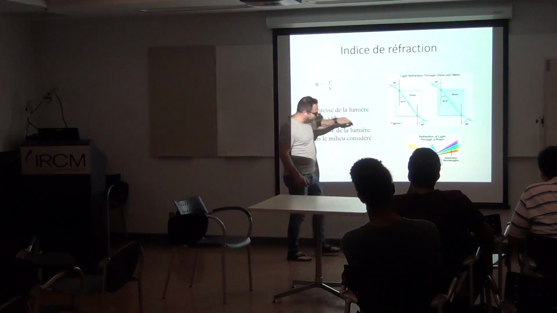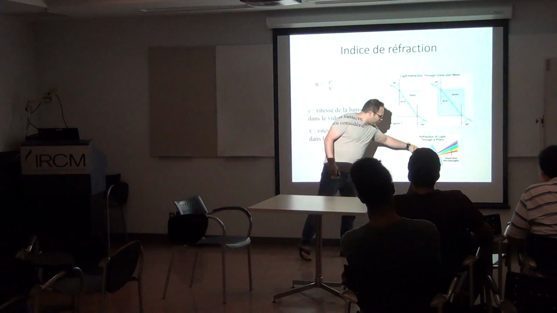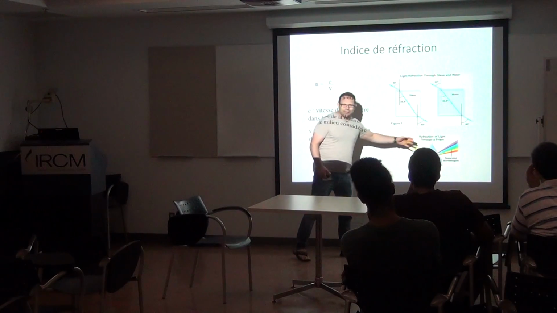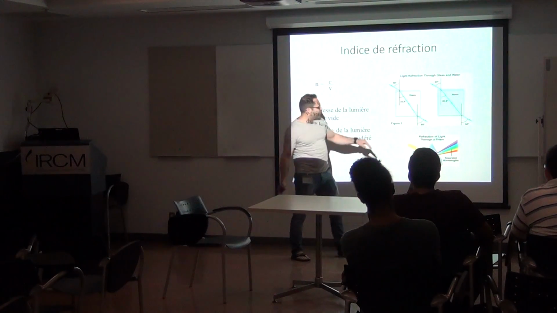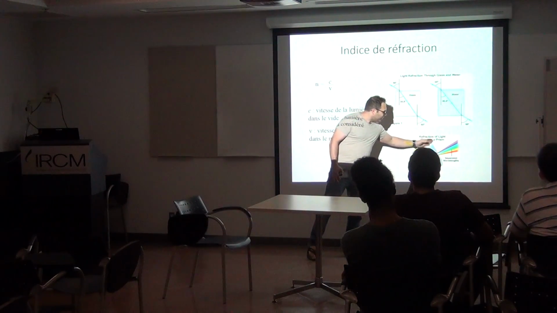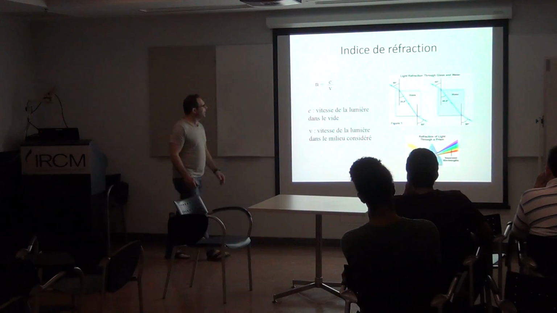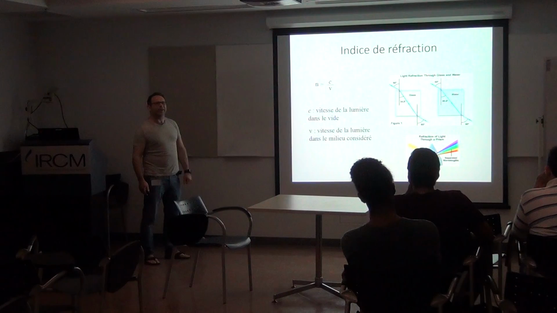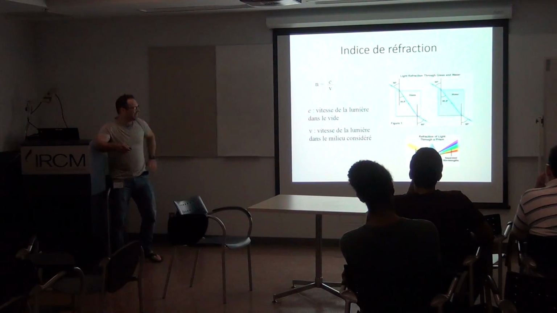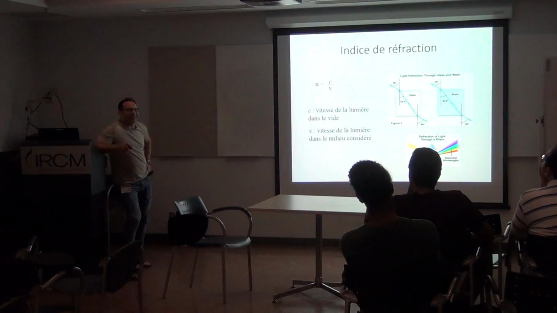And so light, which is composed of, let's say, white light, so all the spectrum, will be refracted in a prism like that, and that's what gives the arc-en-ciel, what is it? Rainbow. Thanks. Okay, so you know that arc-en-ciel in French is rainbow.